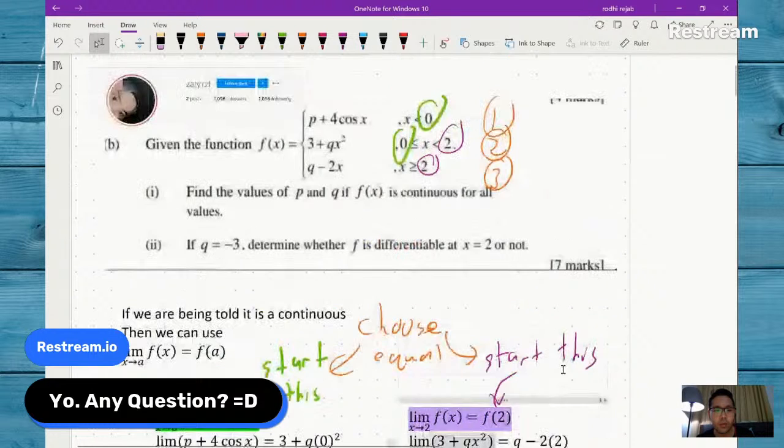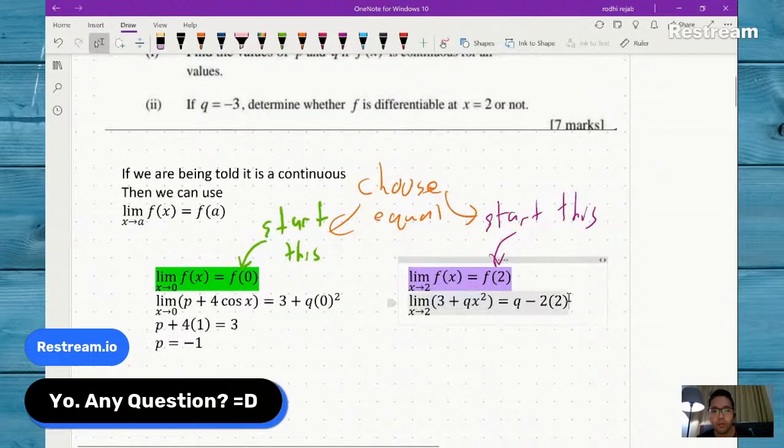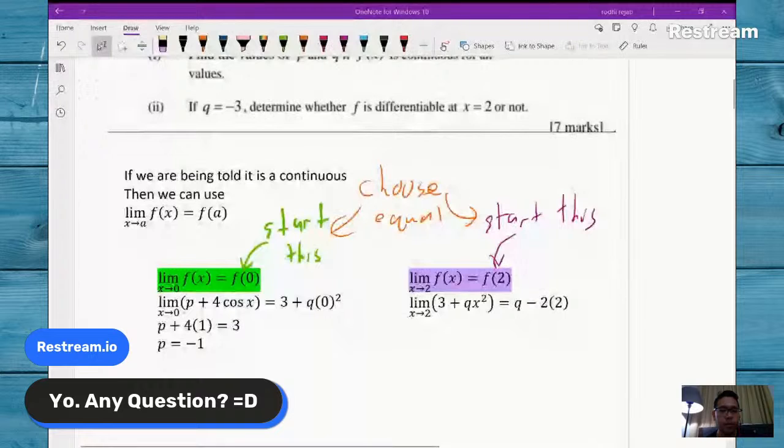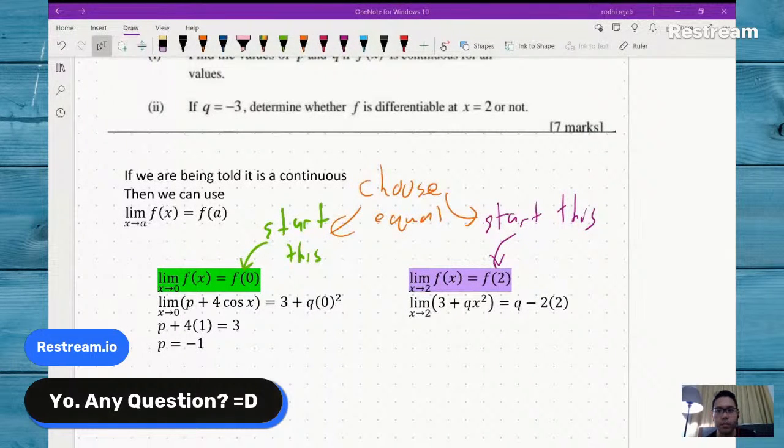So this one is Q and Q. The other one is now P and Q. P and Q. I guess I should cancel that. Any questions?